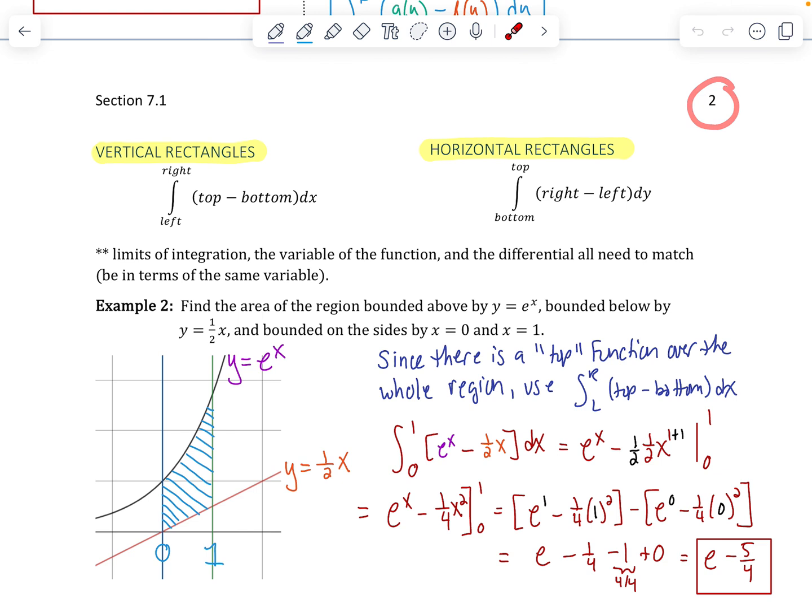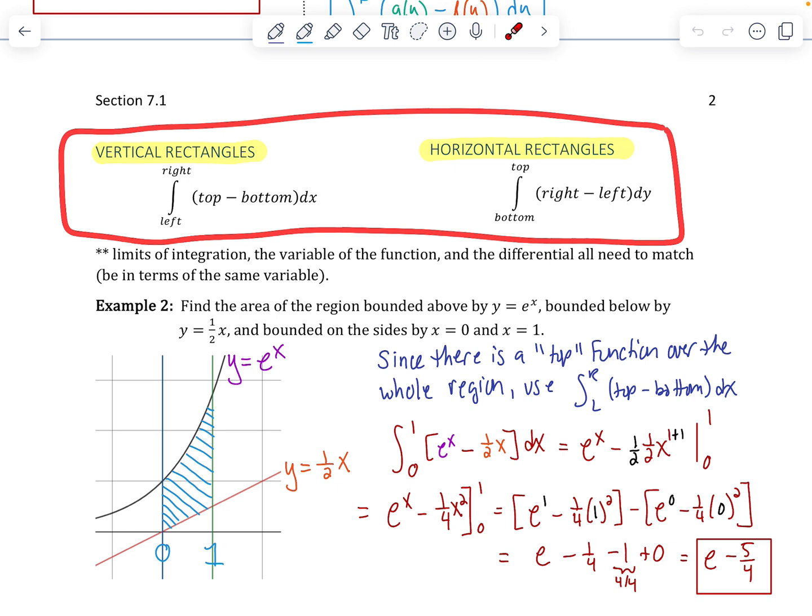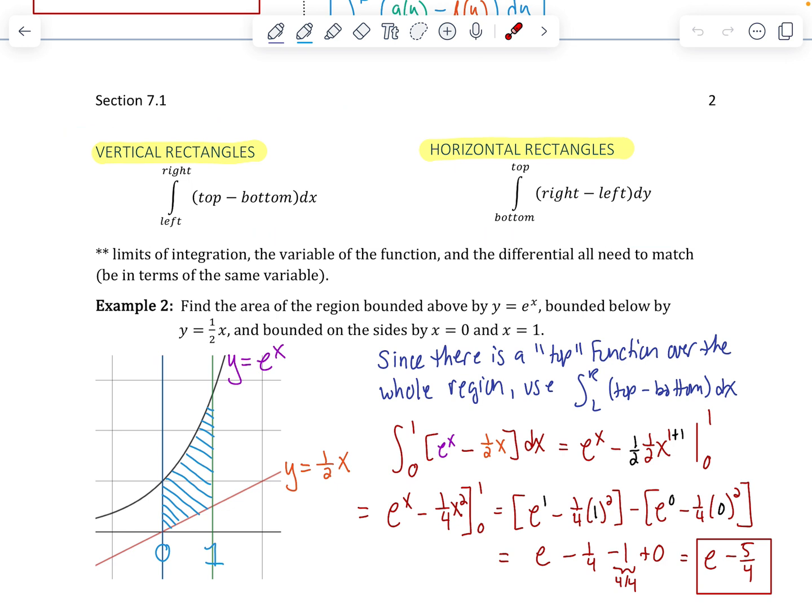Section 7.1, area between curves, page 2, the final page. So this top area is just restating what we discussed in the previous video, that if you're able to draw the area in between curves as vertical rectangles, because there is a definitive top function or curve above a bottom function throughout the entire range, then we're going to integrate from the left to the right of that interval, where we will take the area from the top function minus the bottom function and simplify to get a single integration function.